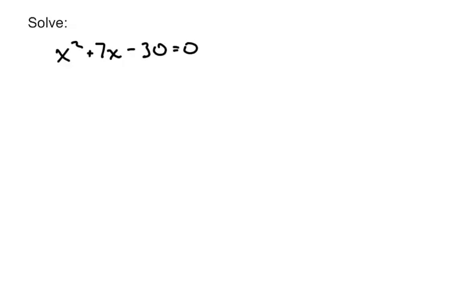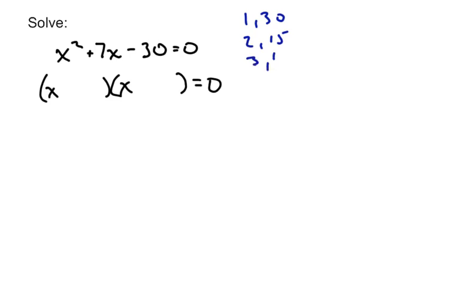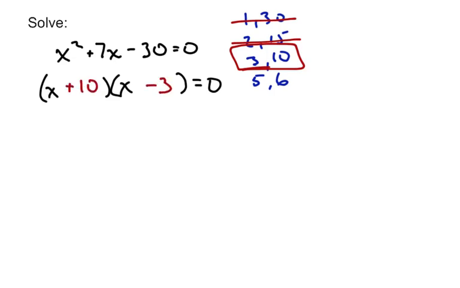So, what if we have a nice quadratic right here that's not factored? Just x squared plus 7x minus 30 equals 0. We'll go ahead and factor it. Factor x squared into x and x. Now that 30 is either going to be 1 and 30, 2 and 15, 3 and 10, 5 and 6. Well, 1 and 30 doesn't make 7. 2 and 15 can't make 7. But 3 and 10 can. If we have plus 10 minus 3, that makes a positive 7.